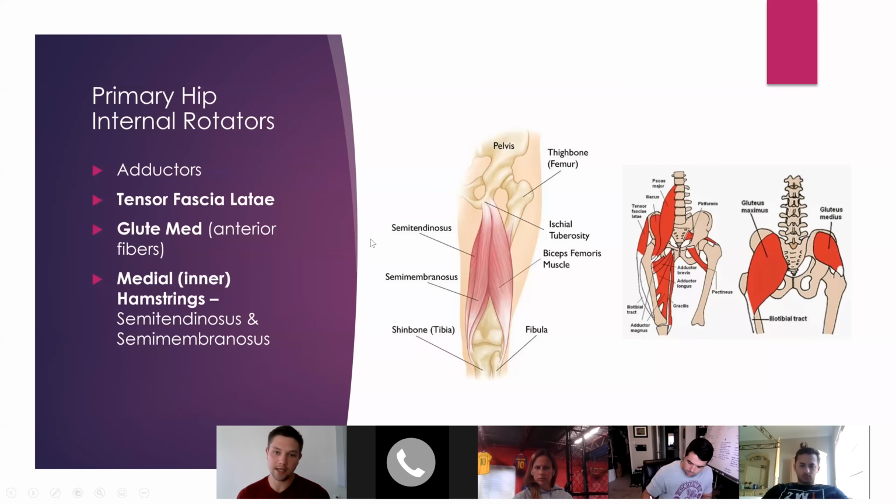Primary hip internal rotators are going to be the inner hamstring muscles, the semi-brothers is what I like to call them, the anterior fibers of the glute med, the front-facing ones, the ones closer to the front of your body, the TFL, which is on the outside of the pelvis, and the adductors, which depend on what position you're in, but they do help create internal rotation in many circumstances. So muscles that are closer to the inline of the body generally have more leverage to create more internal rotation, right?